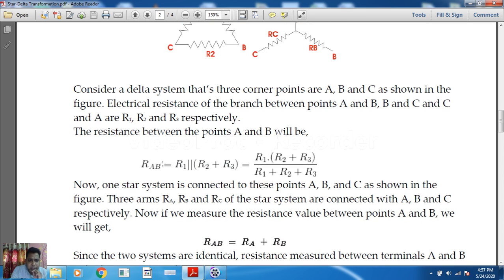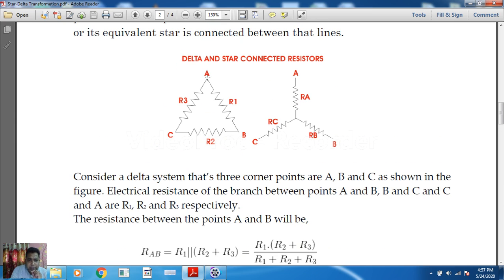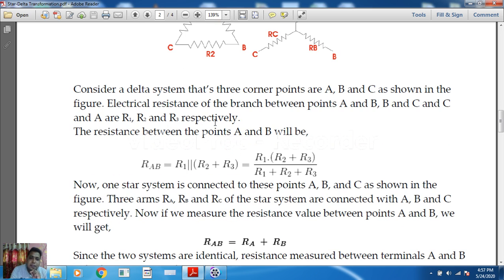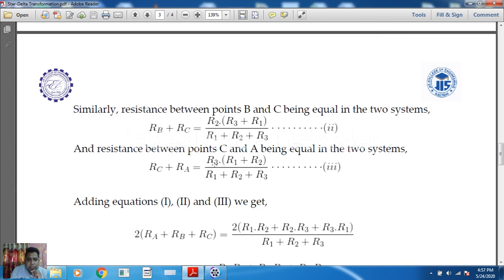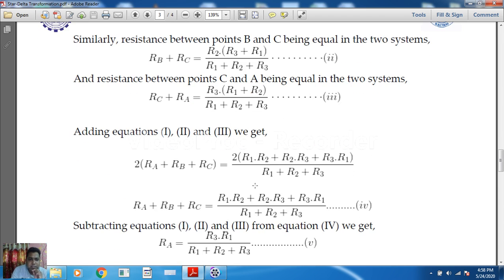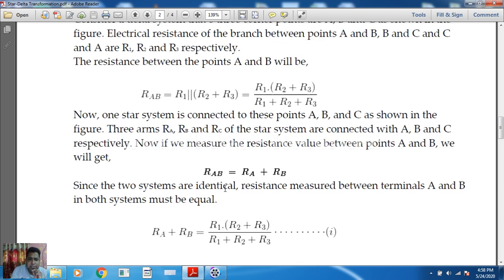See, the same thing is written. The resistance between A and B, RAB, is equal to R1 in parallel with R2 and R3. So for the delta connection, between any two terminals, what is the resistance value? Like this way. So here, as you can see, this is RAB. Like this way, we can find the resistance between B and C, and C and A. So these are the resistance values we can find in the same way.